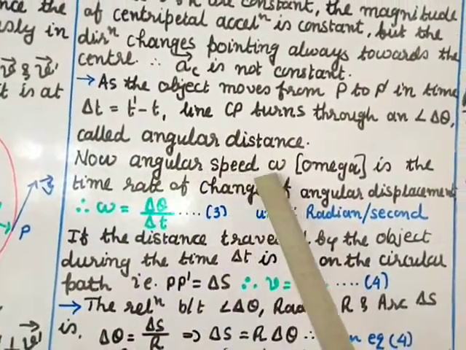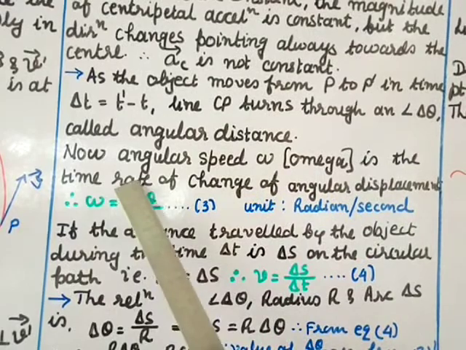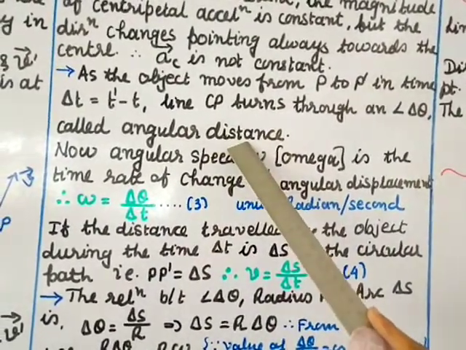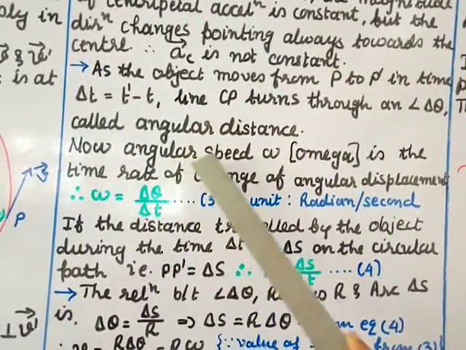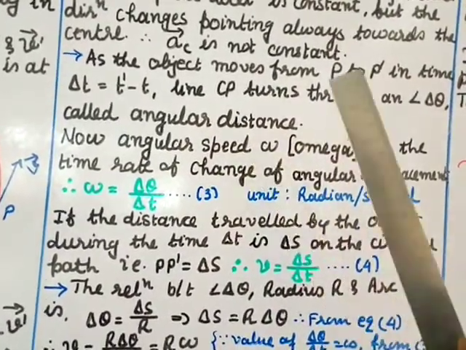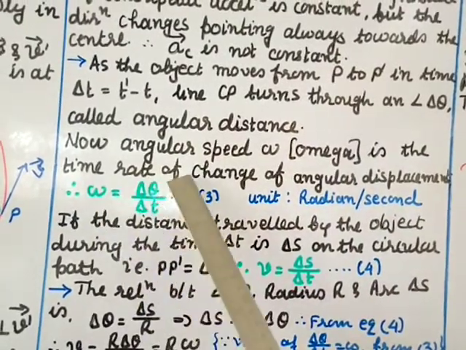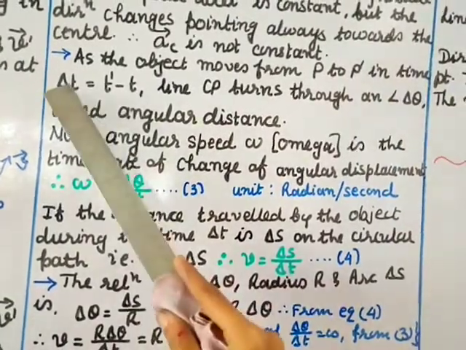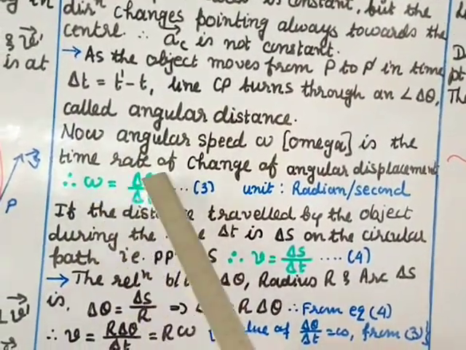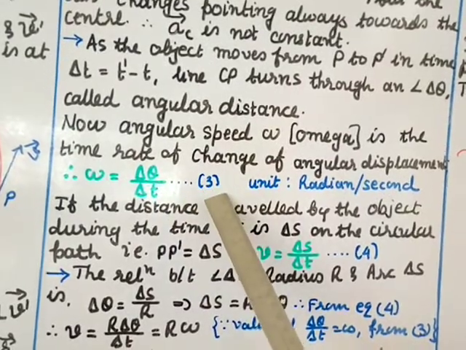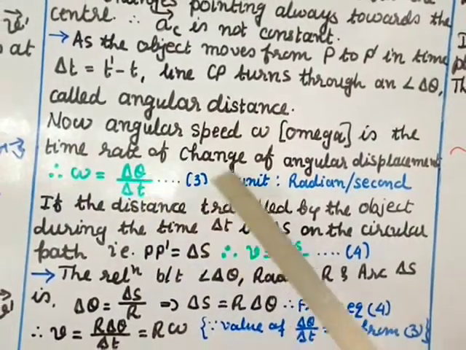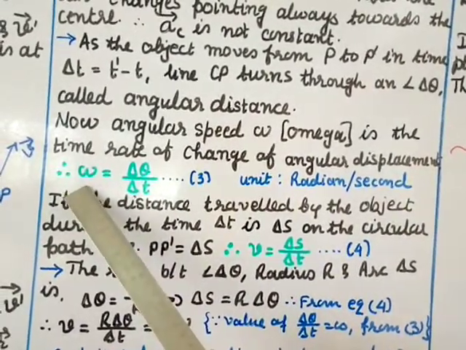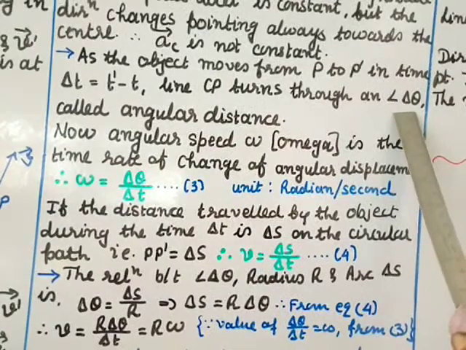Now angular speed omega is the time rate of change of angular displacement. So we have defined angular displacement or distance, and now we define angular speed, with the symbol omega, equal to the time rate of change of angular displacement, that is delta theta divided by the time. So omega is equal to delta theta by delta t, call it number 3. Delta theta is measured in radians and time in seconds, so the unit is radian per second. This is called angular speed, and this is your angular displacement.